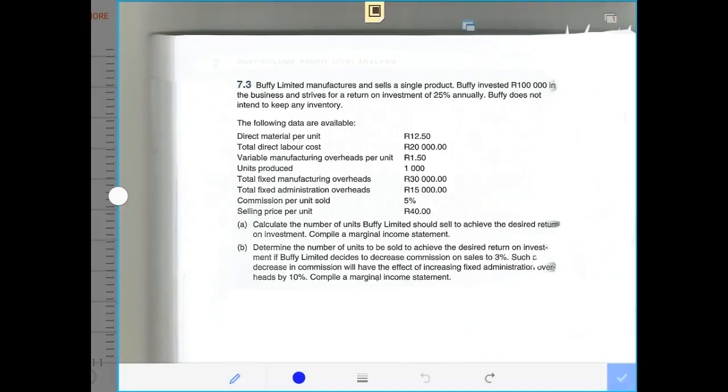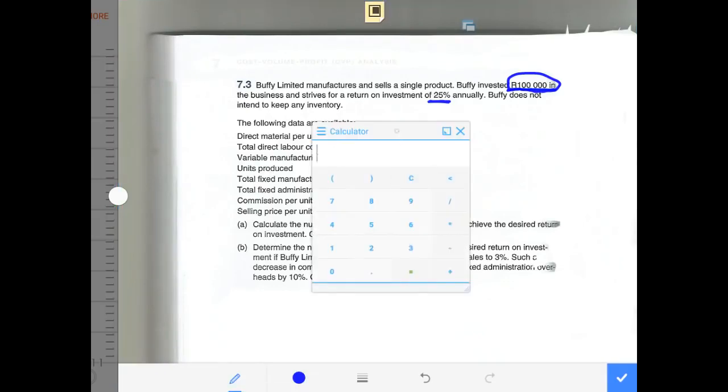Now it says Buffy Limited manufactures and sells a single product. So now they manufacture and they're only selling one product. Buffy invested an amount of 100,000 rands in the business and strives to get a return on investment of 25% annually. So now this is the 100,000 rands that was invested, and the expectation is that the return out of the investment must be 25%. That means the return on the investment will be 25% of the amount that has been invested.